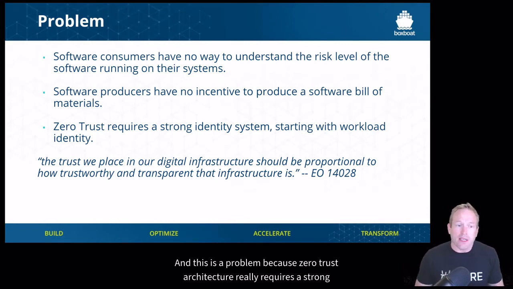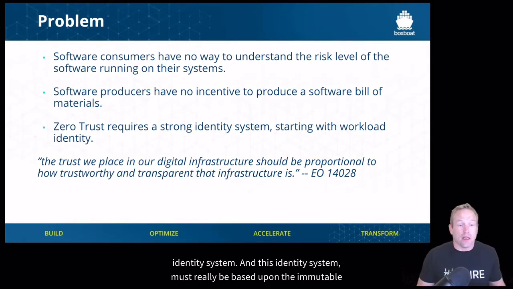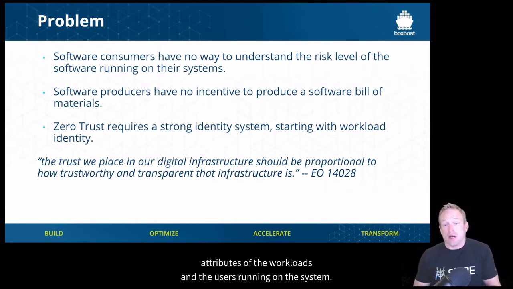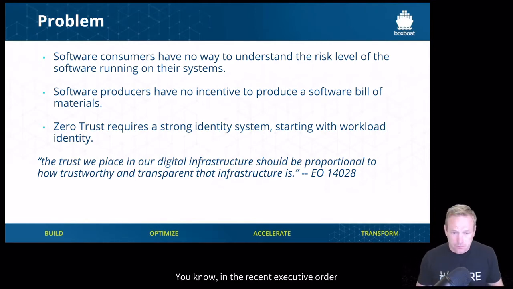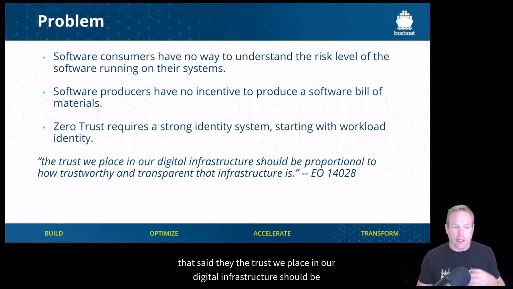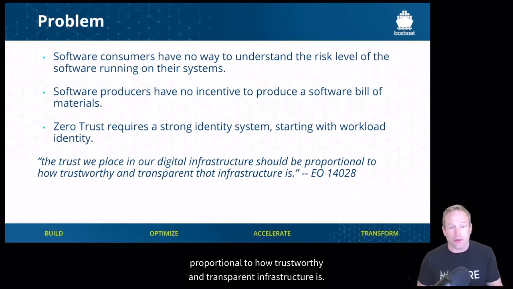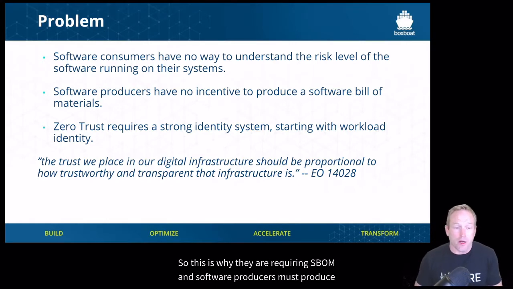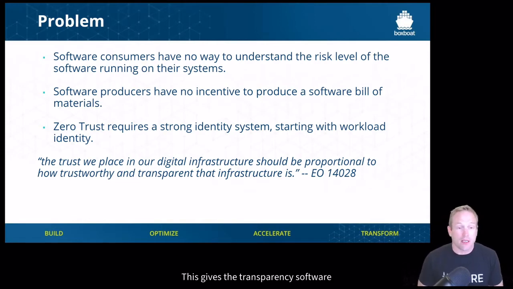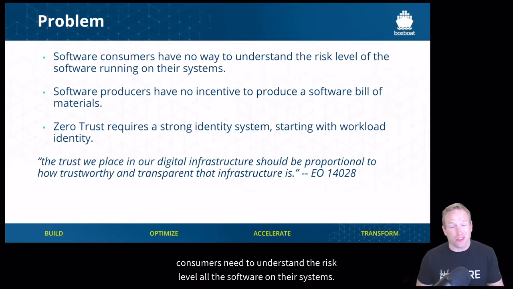And this is a problem because zero trust architecture requires a strong identity system. And this identity system must be based upon the immutable attributes of the workloads and the users running on the system. In the recent executive order, they said the trust we place in our digital infrastructure should be proportional to how trustworthy and transparent the infrastructure is. So this is why they are requiring SBOM, and software producers must produce the SBOM along with their software artifacts. This gives the transparency software consumers need to understand the risk level of the software on their systems.